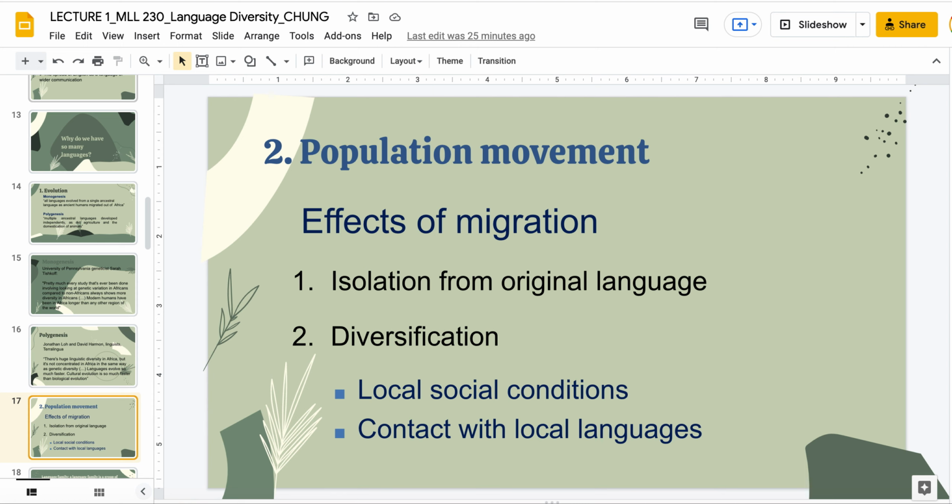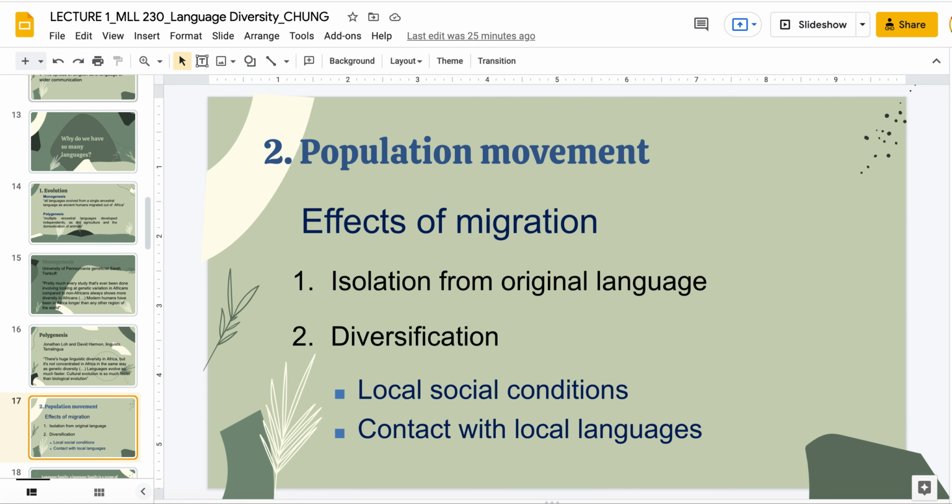So a second factor could be population movement. Obviously, when a community moves somewhere, they are isolated from the original language. This is true in the case of immigration, right? A lot of children of immigrants, myself included, I'm a child of immigrants, and my parents' ability to speak Chinese is way better than my ability to speak Chinese because I'm isolated from the original language.